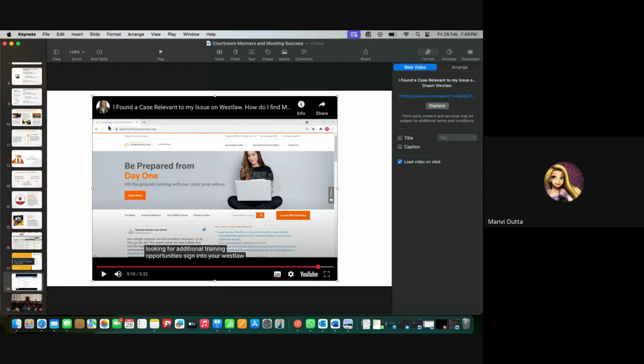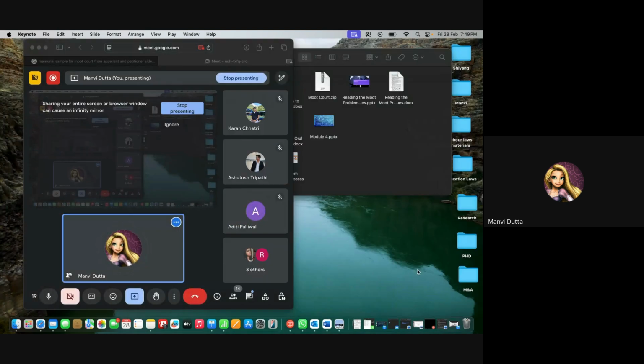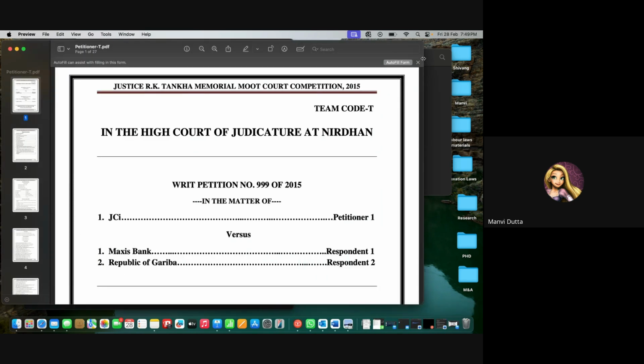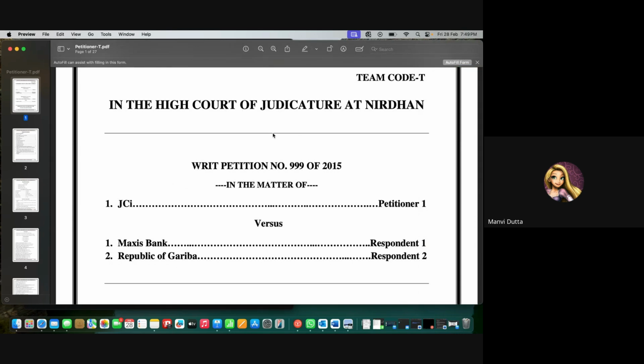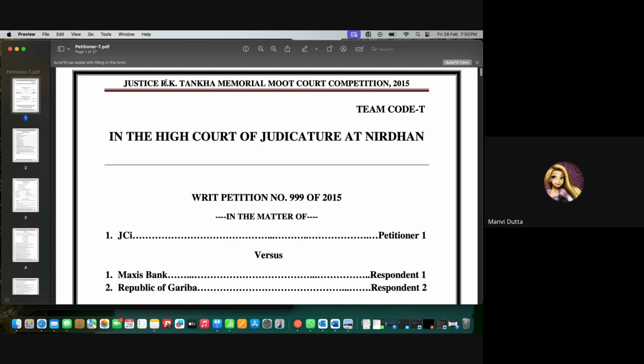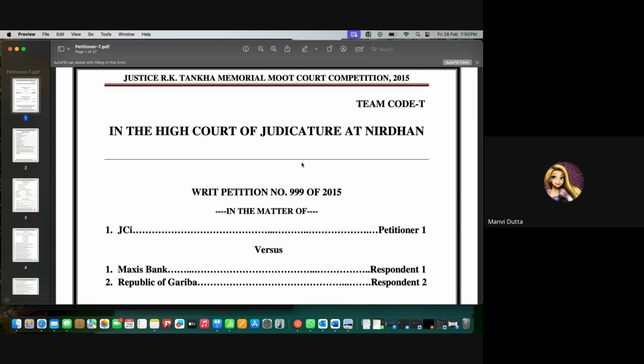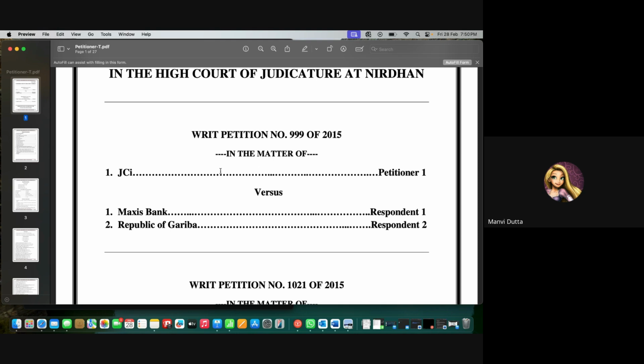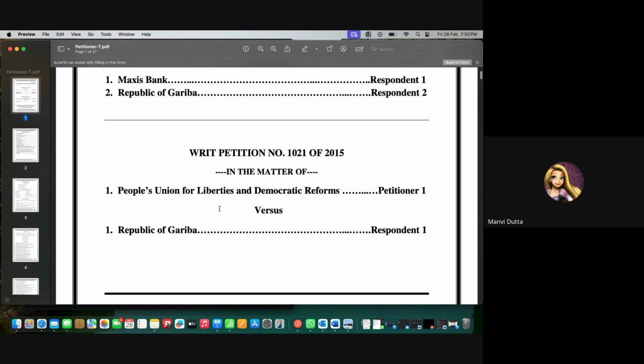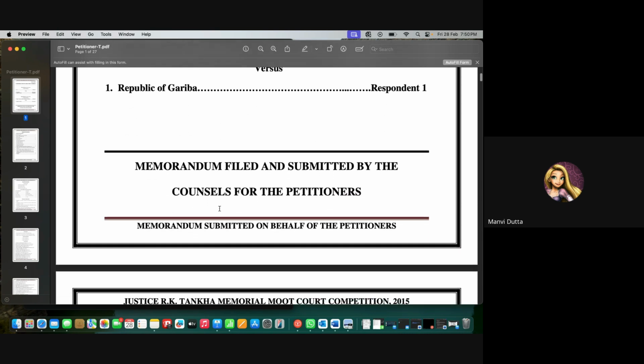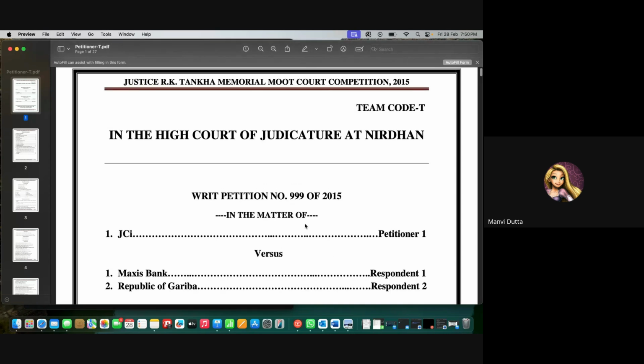Okay, so is it clear how you can filter your searches on any legal databases that are available to you? Now, moving on to the memorial. You asked me to show a sample memorial. So this is the sample memorial. First of all, the cover page. The cover page talks about the moot court competition, the name of the competition, then the team code, then in which court it is being contended and filed, then the number of the case and the names of the parties. Lastly, it will be written that the memorandum is filed and submitted by the counsels for the petitioner, and this is how you will design your cover page. Okay.